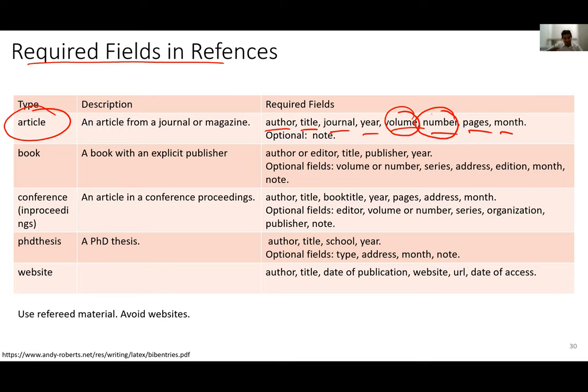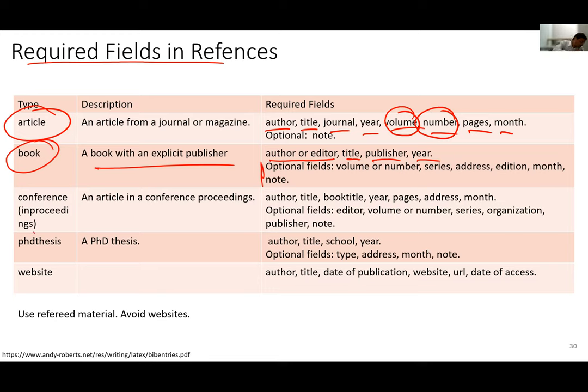Otherwise, Google Scholar will have missing fields like the pagination and so on. So when you cite that paper, the pagination will be missing in the references section. So if you take a book with an explicit publisher like Wiley, Springer, CMO, whatever, author or editor, title, publisher, year, these are mandatory. So there are some optional fields also, not so important.